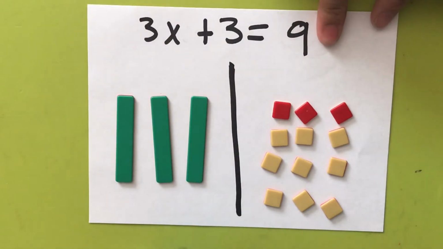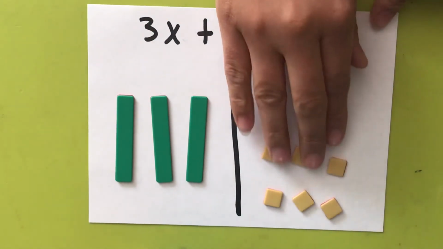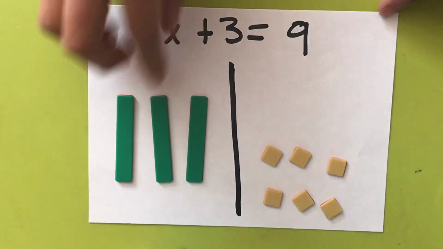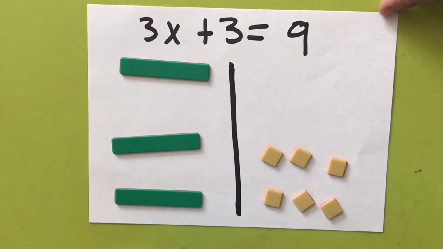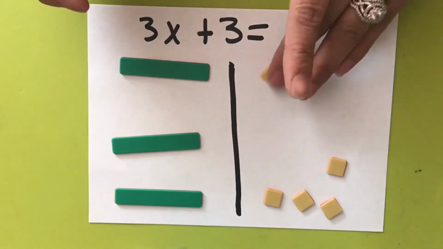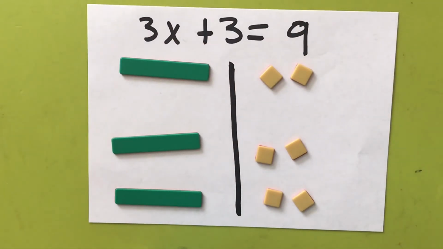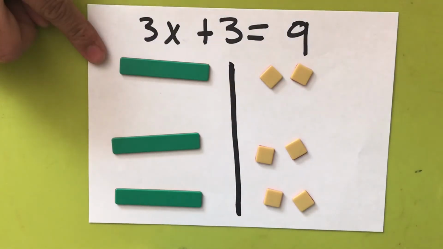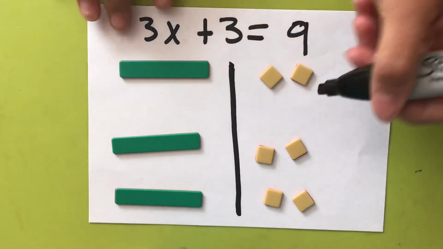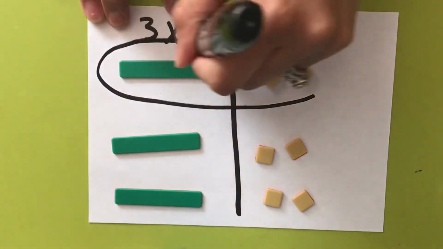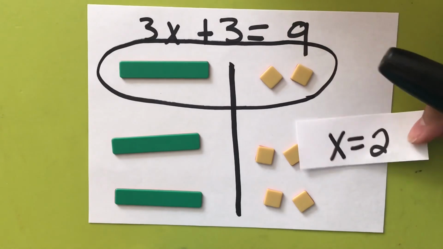But we also must do it here on this side. Take away our 0 pairs, and we're left with 6. So we need to divide 3x to solve for x. So 3x divided by 3 is 1, and 6 divided by 3 is 2. Now we want to know x, so x equals 2.